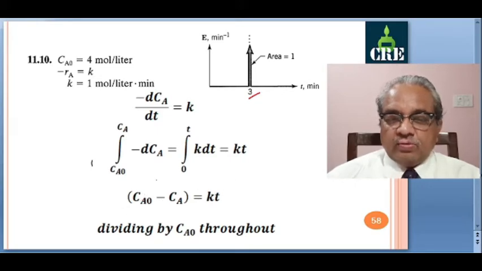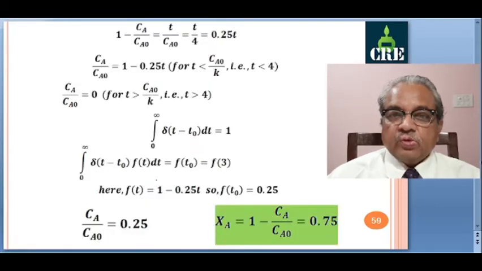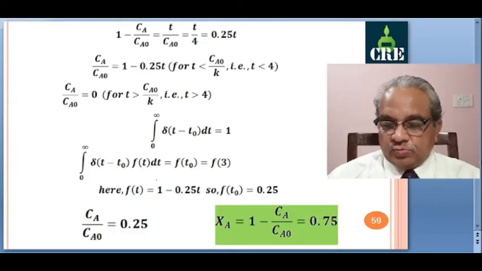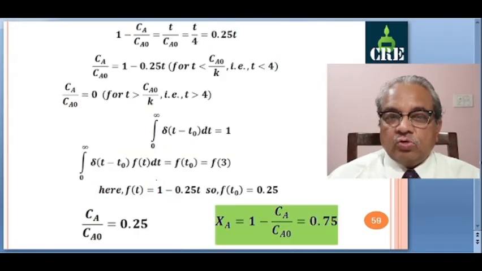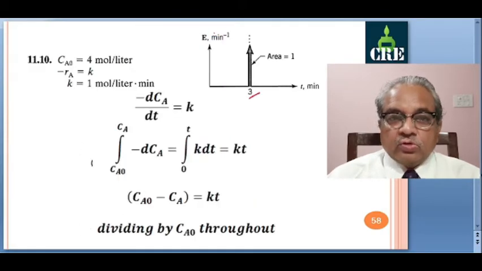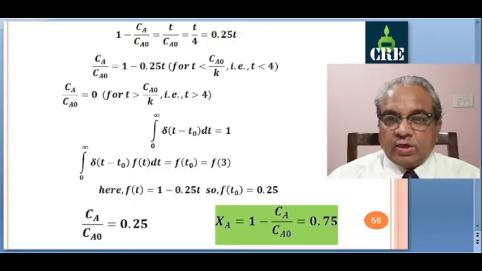Now divide throughout again by Ca0 like the previous problem. So we get 1 minus Ca by Ca0 is equal to T by Ca0. K is equal to 1, so simply T by Ca0. Now Ca0 is given as 4. So T by 4, I can write this as 0.25T. Okay. Limiting value Ca0 by K. Ca0 is 4, K is 1. So that value is 4.